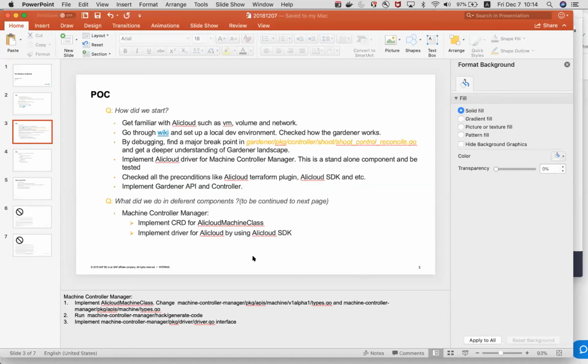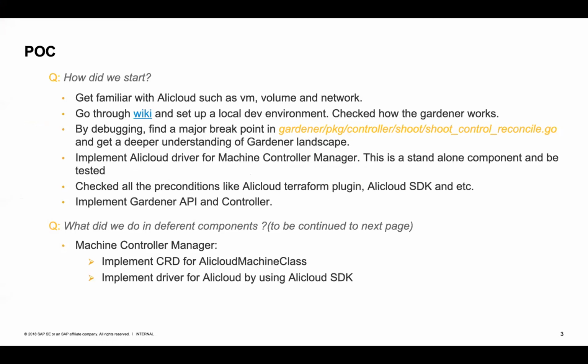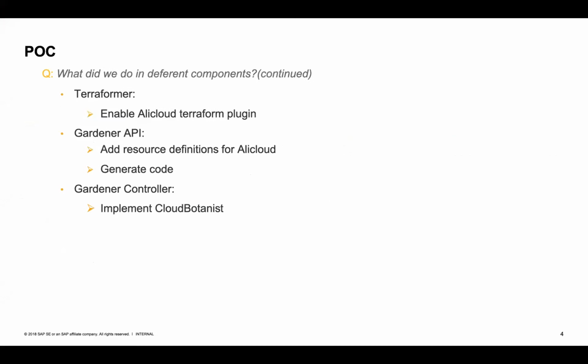Okay, then I go to the next component. The Terraformer. Terraformer is a wrapper that can run Terraform, and it is also located in the Gardener project. We just need to enable the Alicloud Terraform plugin in the configuration in the Terraform project.